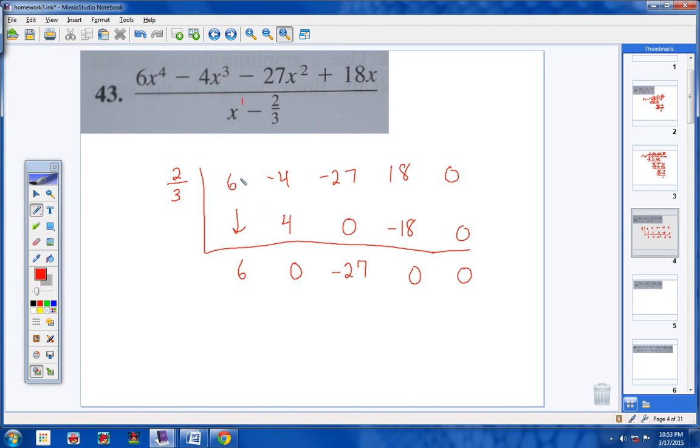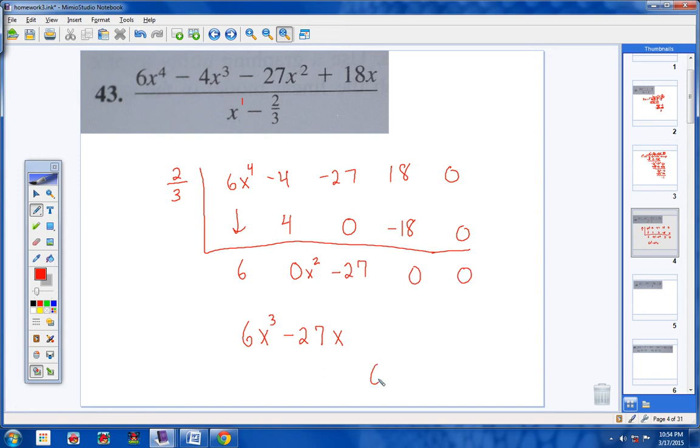So this was an x to the 4th, so this will be an x to the 3rd. So you have 6x to the 3rd, 0x squared, there's really no need to include that, and then minus 27x. And of course this would be your constant term here, and then this would be your remainder.